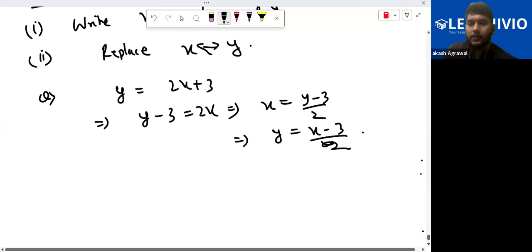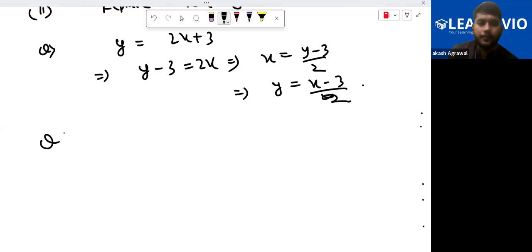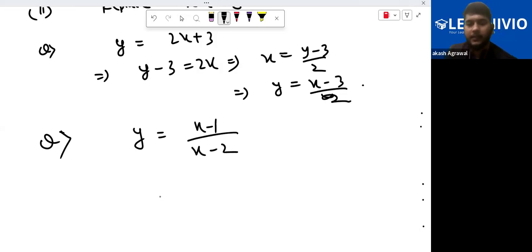Okay, let me give you 2 questions on this. Please find the inverse of this function.